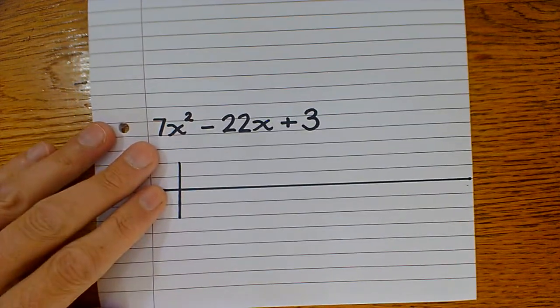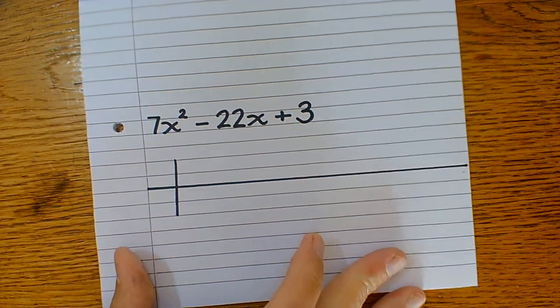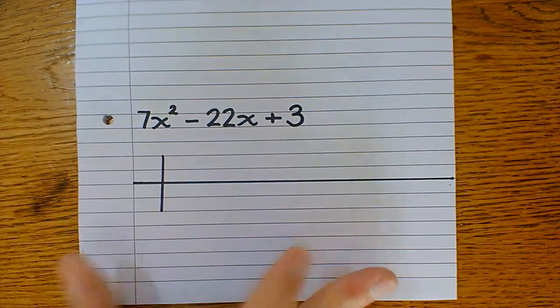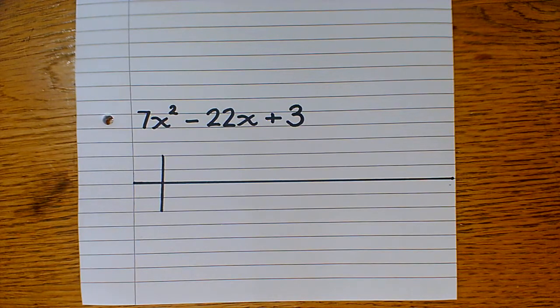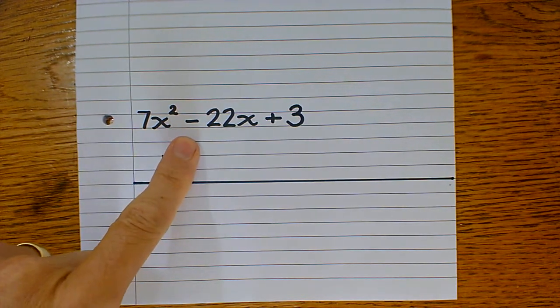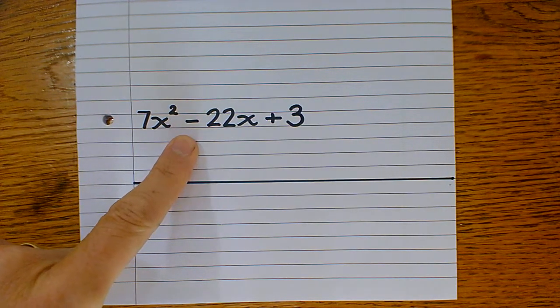This next one though, we need to be a wee bit careful with this one. It's not all pluses, therefore we have to include all the possible ways of making 3, and that's not just 1 and 3 and 3 and 1, because of course minus 1 times minus 3 will also make 3, and because there's a minus there, that is a possibility that that is actually the one that we need.